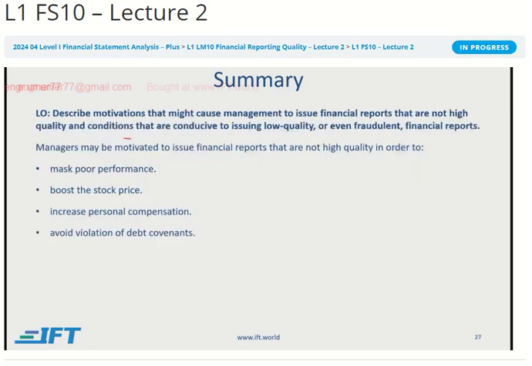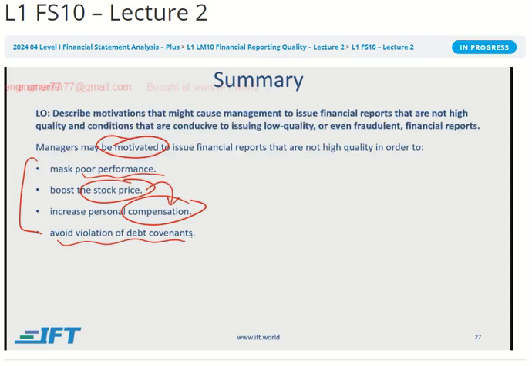Now, why do they do it? Their motivations, well, their compensation might be linked to earnings, right? They might want to boost the stock price, they want to hide their poor performance. And why would they want to boost the stock price? Again, their compensation might be linked to it, right? Or they might want to avoid breaching debt covenants, where there is a requirement that, oh, your interest coverage ratio should be at least 5 times. So your operating income, or let's just say whatever is the measure being taken, your income should be X multiple of the interest payments.